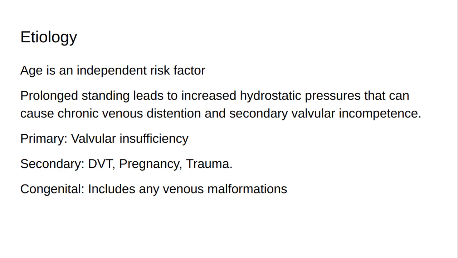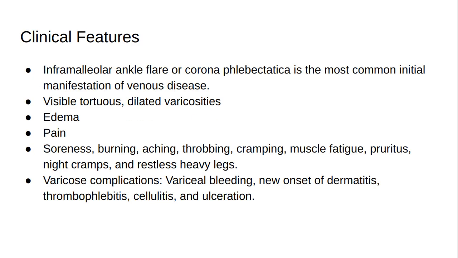Pregnancy-induced and progesterone-induced venous wall and valve weakness, worsened by expanded circulating blood volume and an enlarged uterus that can compress the IVC, hinder venous return from the lower extremities. Trauma is another cause. Congenital includes any venous malformations. Clinical variants and avalvulia. These are caused by venous hypertension rather than by the varicosities themselves.